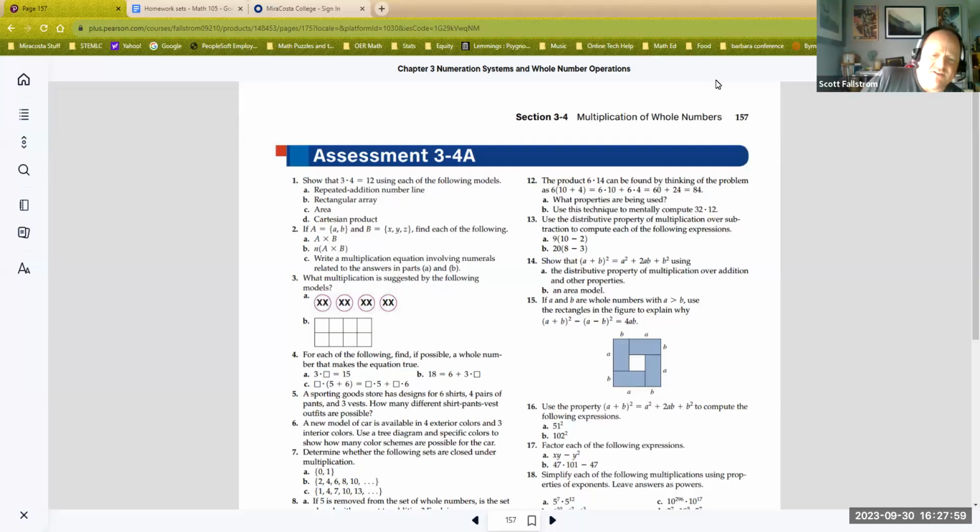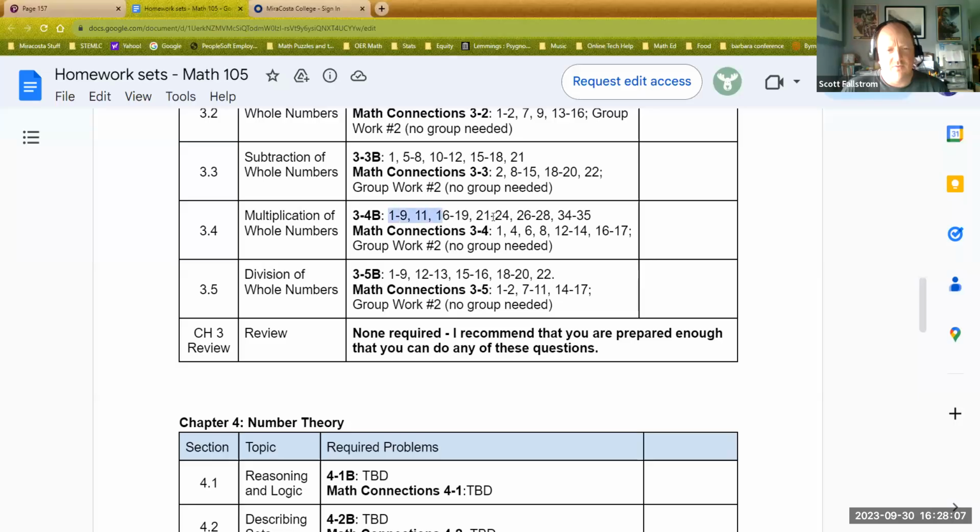So the problems do look pretty similar between A and B, as you know. I think I've got most of the same questions here. Let's take a quick look. So 1 through 9, 11, 16 through 19, 20.